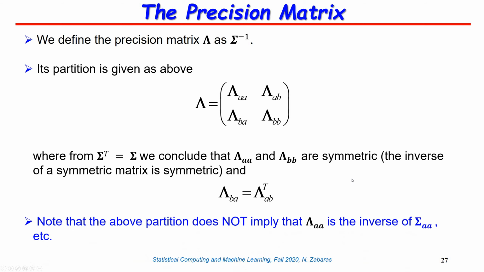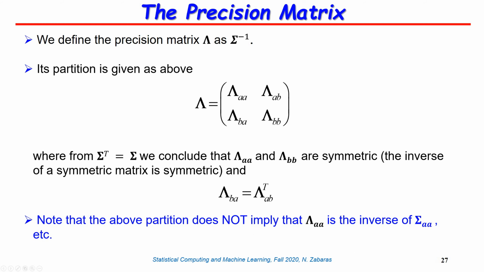One observation here that I put in the notes: note that this first component of lambda, lambda AA, is not the inverse of sigma AA. All right, that's a typical mistake that a lot of you may make in your calculations. So lambda AA is not the inverse of sigma AA. So when you do partitions of sigma and lambda, do not assume that this is the inverse of sigma AA. The actual relation, I'm going to show it to you a few slides down the road in the lecture today.